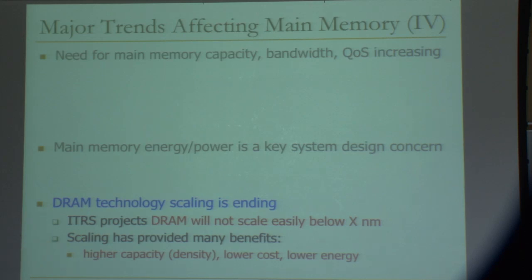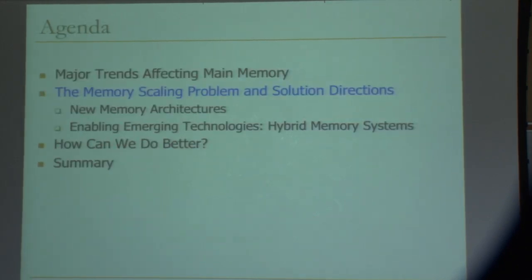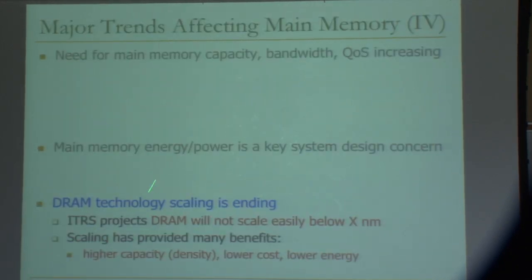So scaling the size of the DRAM cell to smaller sizes has provided many benefits. Basically, by reducing the size of the cell, you can have more capacity in the same area. You can increase the density. You can lower the cost, and you can lower the energy, or have reasonable energy scaling. So if we don't get all of these, then we have a problem, right? We're not increasing the size. We're not having more efficient memory. So let's take a look at this. Actually, this is affecting a lot of these trends also.